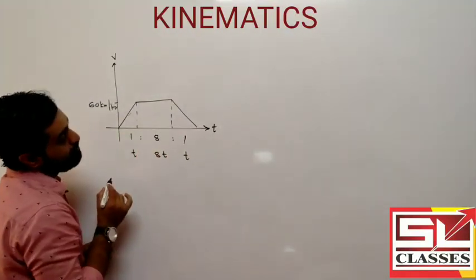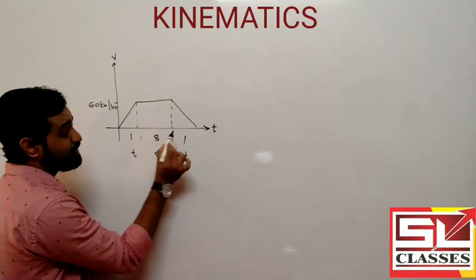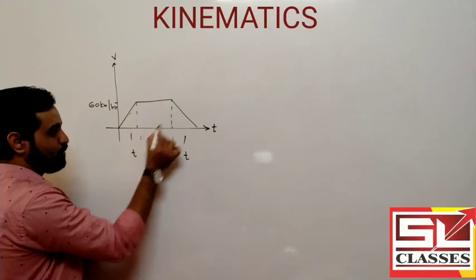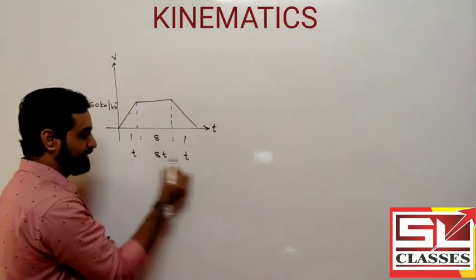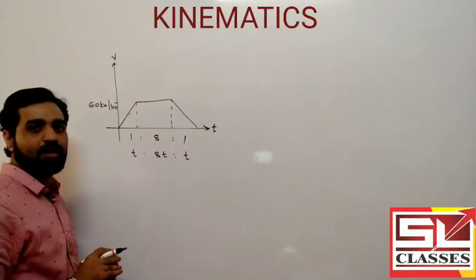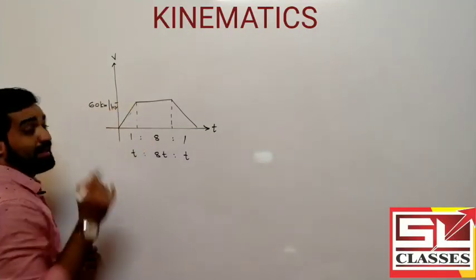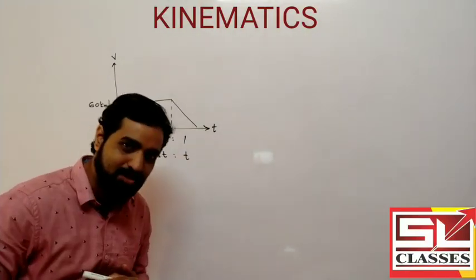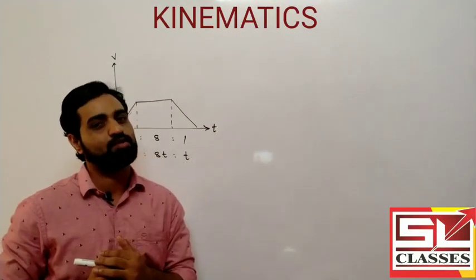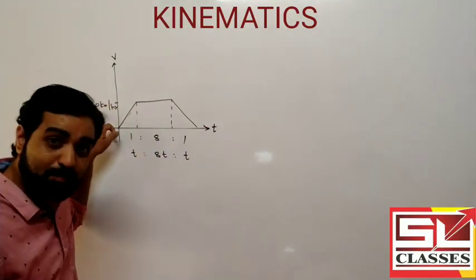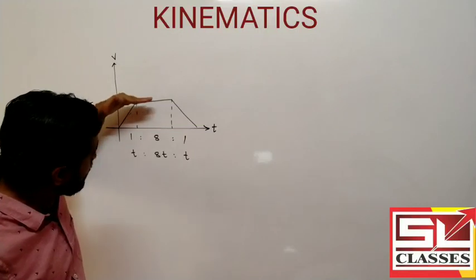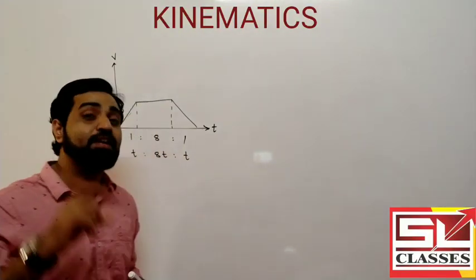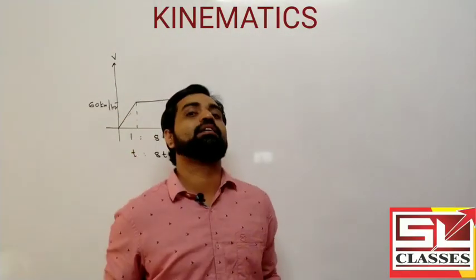The ratio of time is given as 1:8:1. If we take this time as t, then this time should be 8t and the final time again t, that is t:8t:t. The maximum velocity it can attain, that means in the first part its velocity increases due to acceleration and it reaches a maximum velocity. That value is given as 60 km per hour. At that maximum velocity, the body moves in the constant velocity region. After that, it decelerates. We need to find the average speed during the motion.